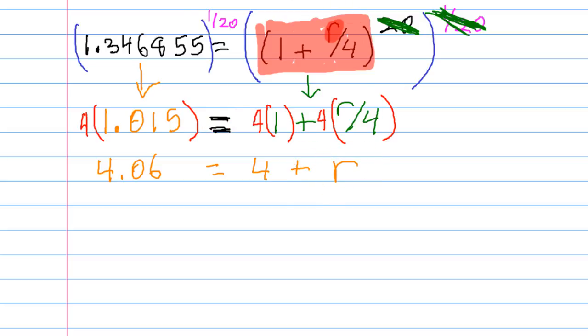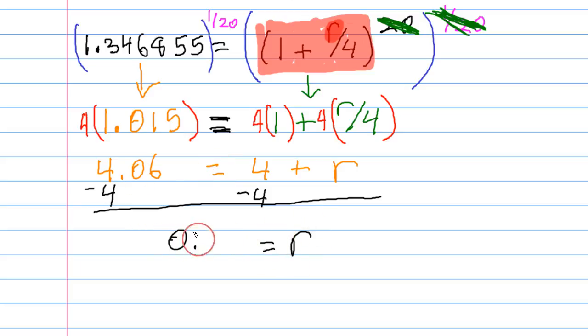So now I can see I just have to subtract the 4 on both sides, and I'm left with r right here, and it's equal to 0.06. Now as a reminder, r is your annual percentage rate in a compound interest problem. So in this case, what we're actually finding out is that the annual percentage rate was 6%.